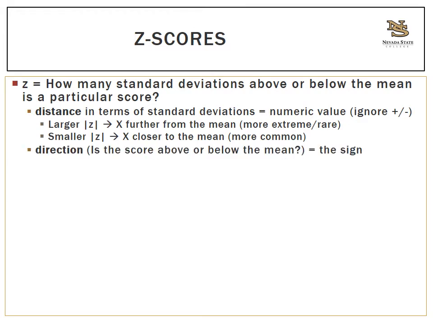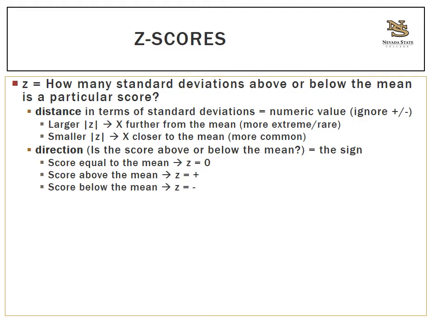Then we look at direction. That's when you actually start to consider the positive or negative sign. So is this score above the mean, like the 110 is above 100, or below the mean, like the 90 was below 100? Like I said before, if the score is equal to the mean, the z-score equals 0. Remember, the z-score tells you how many standard deviations away your score is from the mean. Well, if your score is equal to the mean, it's no standard deviations away, so your z-score would be 0. If you have a score above the mean, that's going to be a positive z-score. And if you have a score below the mean, you're going to have a negative z-score.